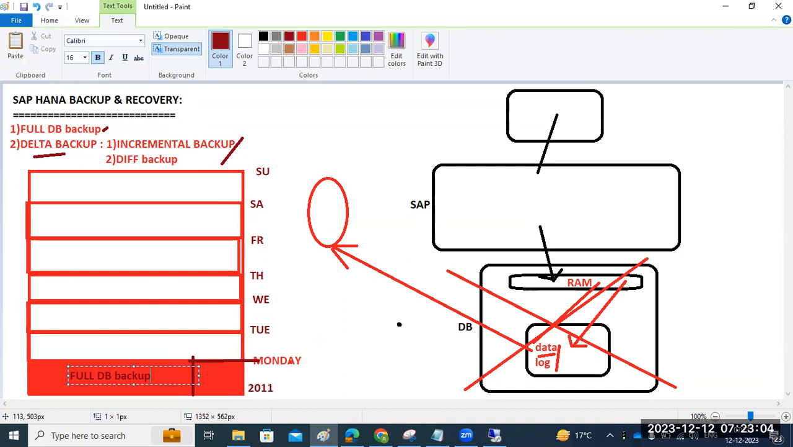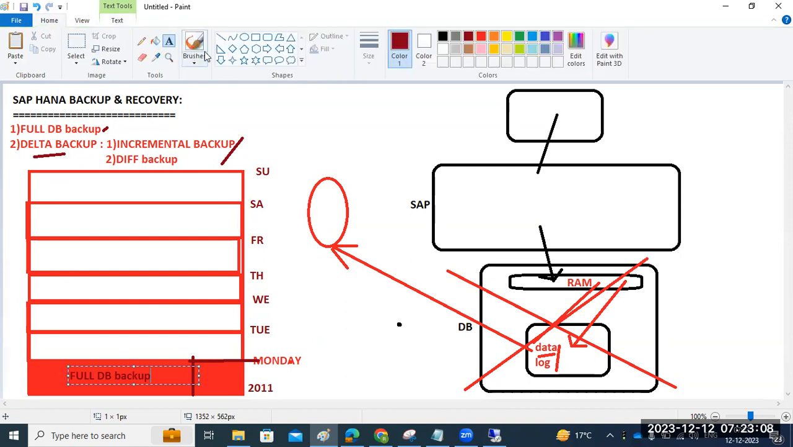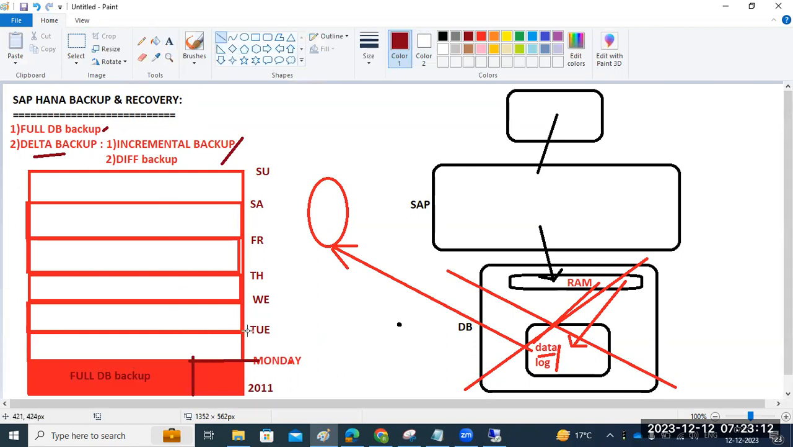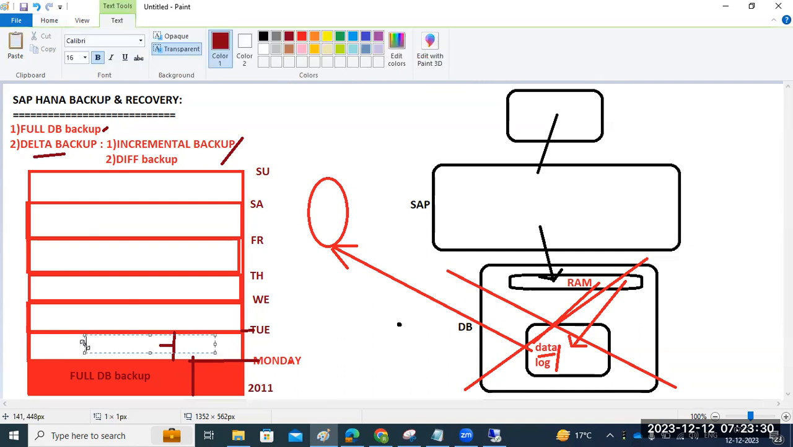Then let's talk about the incremental backup now. Incremental backup means, Monday you have taken the full DB backup, then when you are taking Tuesday, whatever data increased from Monday to Tuesday, only this data will be backed up. This is called the incremental backup, only the increased data.